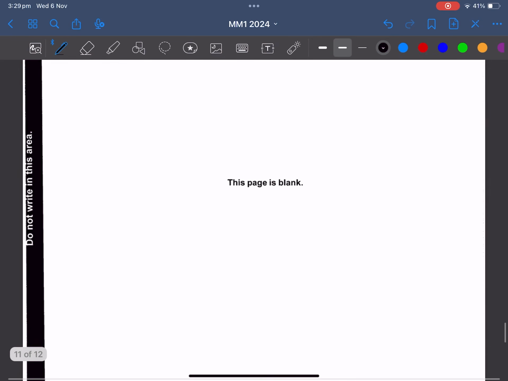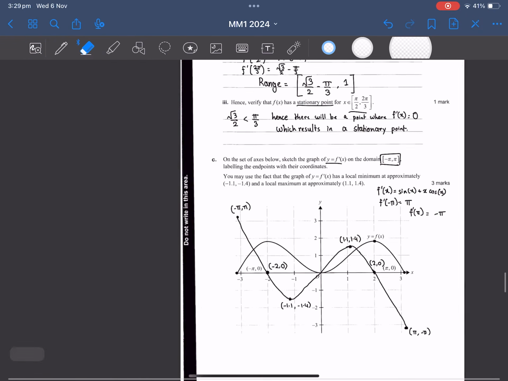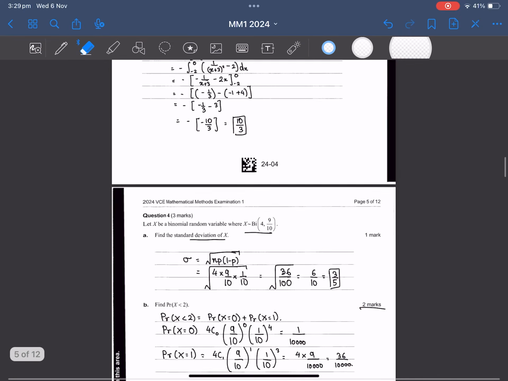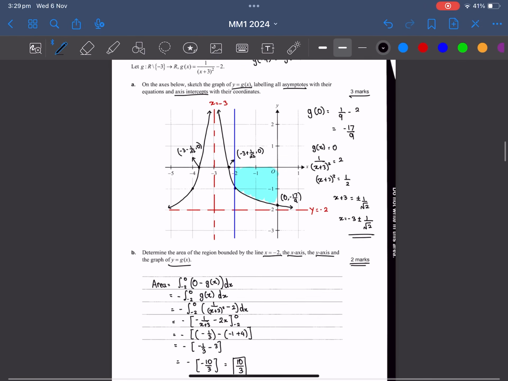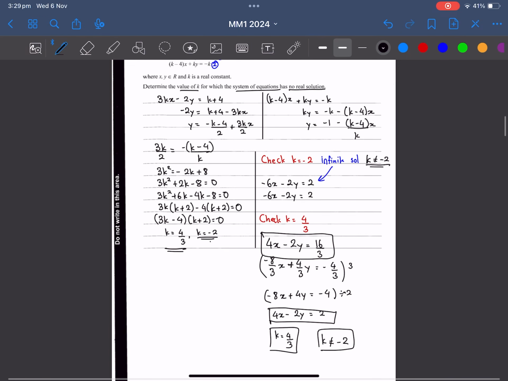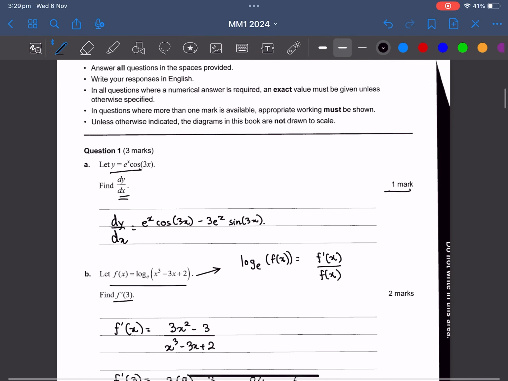So any more questions? No. Okay, well, that concludes the suggested solutions for 2024 Methods Exam 1. Hope you guys found it useful, and if I've made any mistakes, definitely let me know, because this was my first time doing this paper, so highly likely I may have.